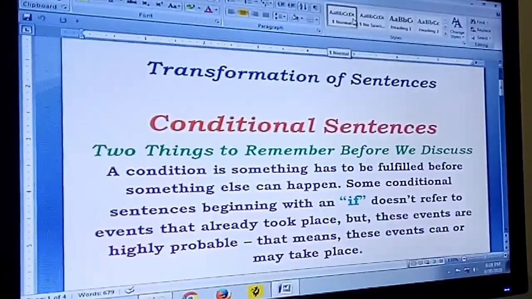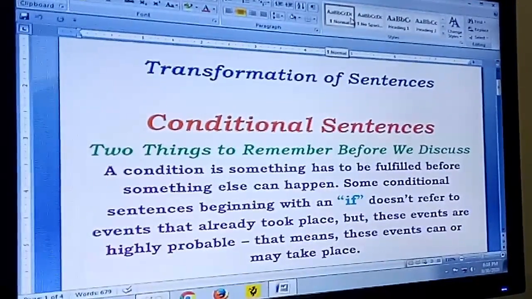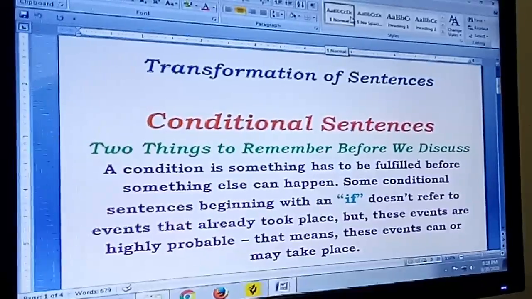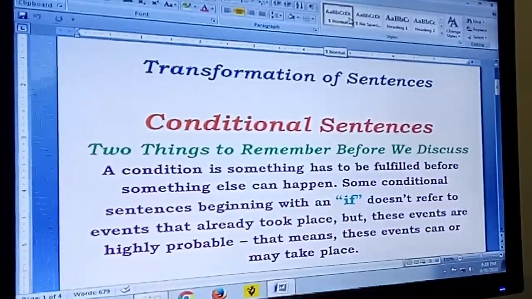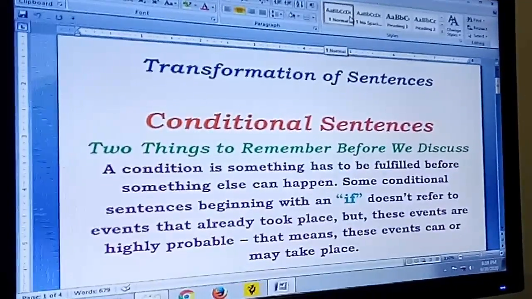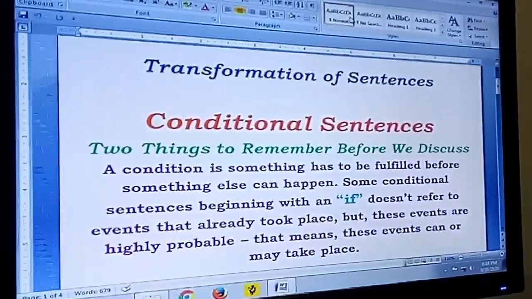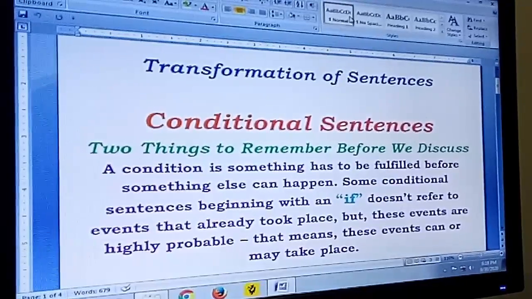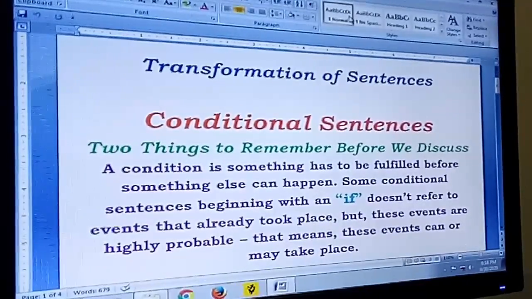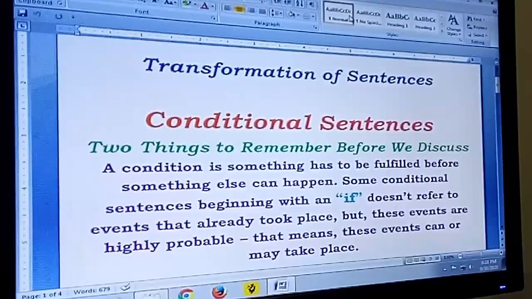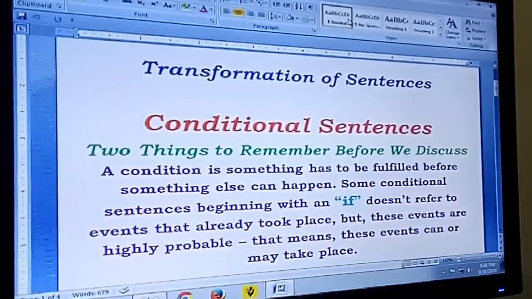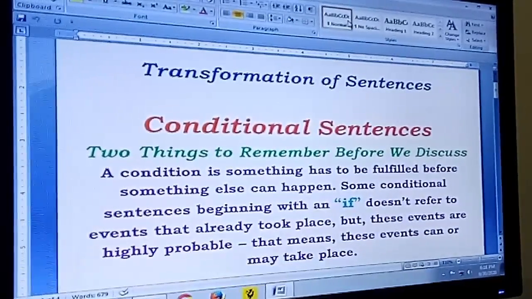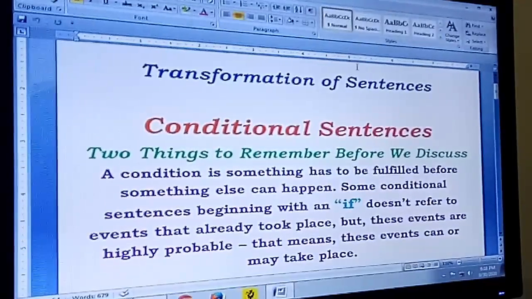Conditional sentences. Two things to remember before we discuss them. A condition is something that has to be fulfilled before something else can happen. Some conditional sentences beginning with an if do not refer to events that already took place, but to events that are highly probable. Probable means it may happen. That means these events can or may take place.